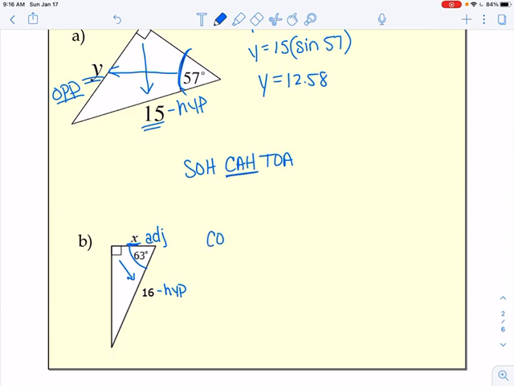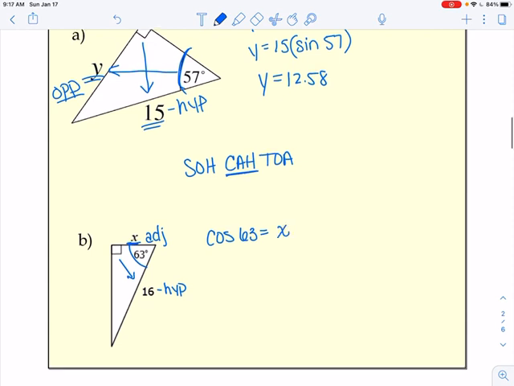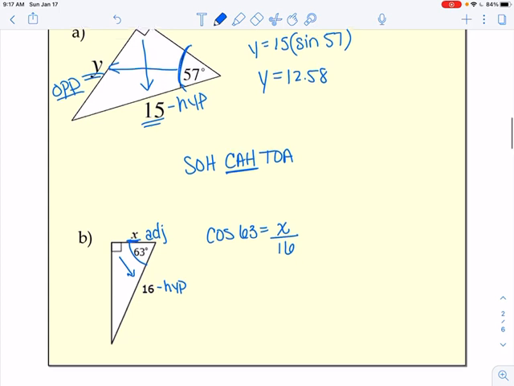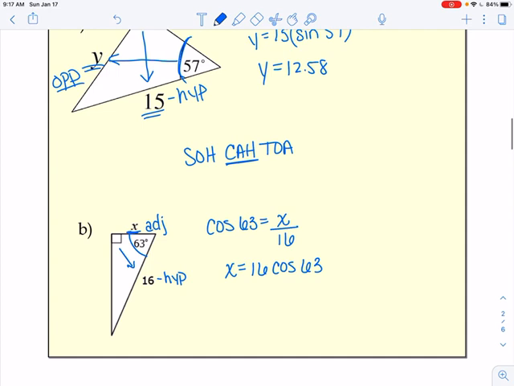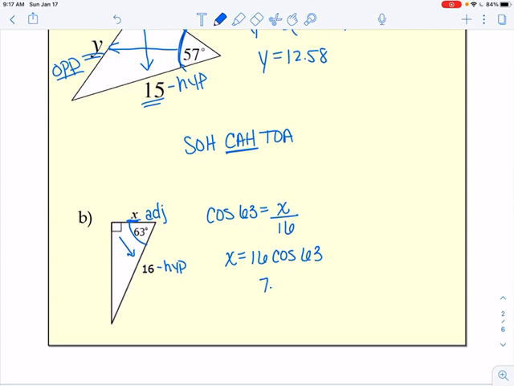So I'm going to have the cosine of 63 equals the side adjacent, which in this case is x, over my hypotenuse, which is 16. Okay, so again, when I cross multiply, I'm going to have x equals 16 times the cosine of 63. And again, when you chuck that into the calculator and round to the nearest hundredth, you should end up with an answer of 7.26.